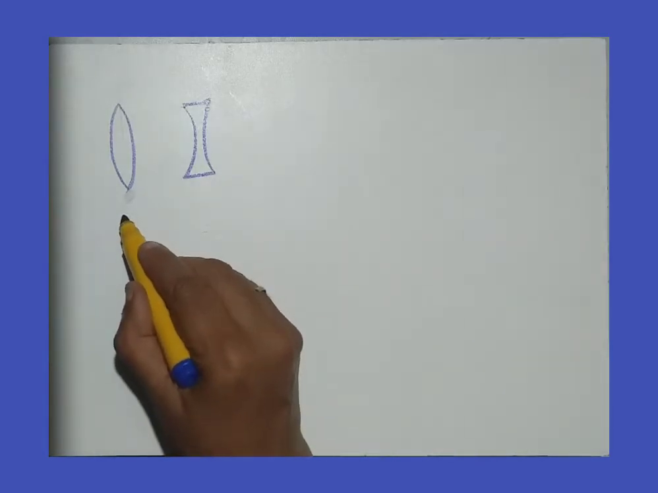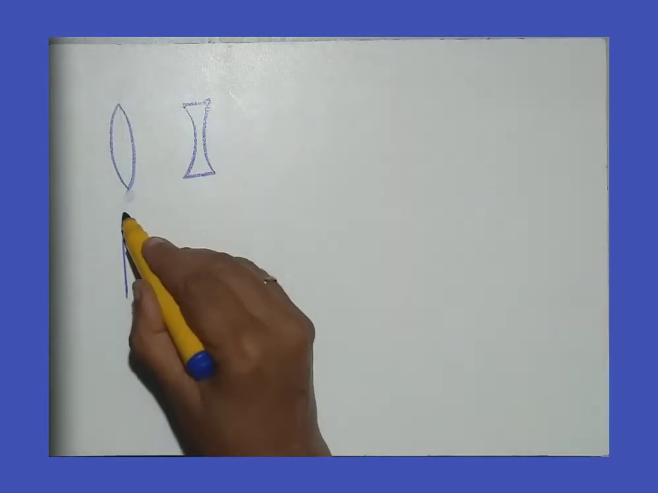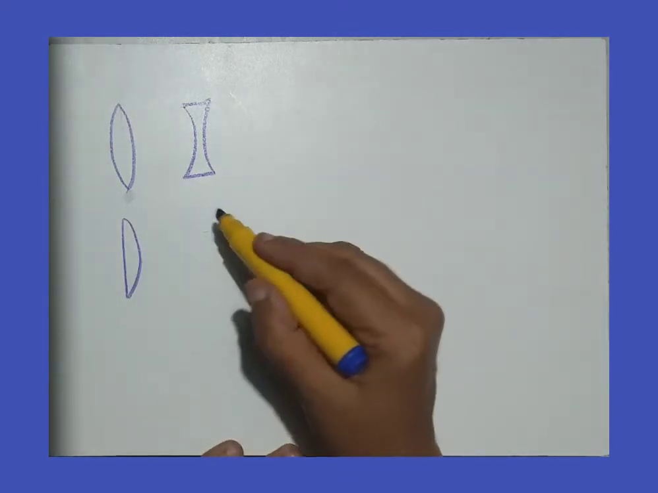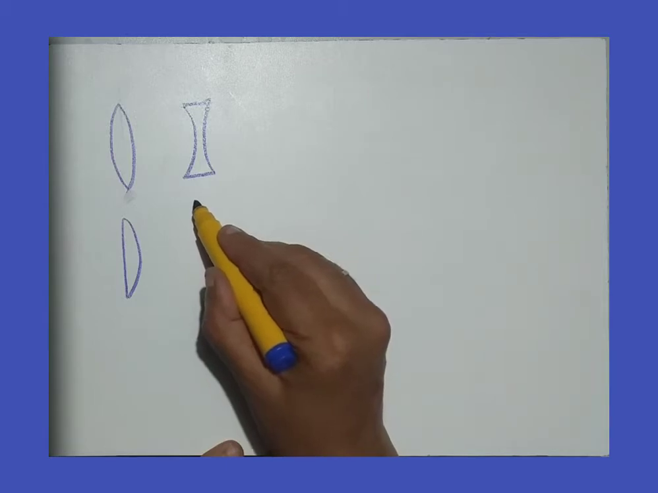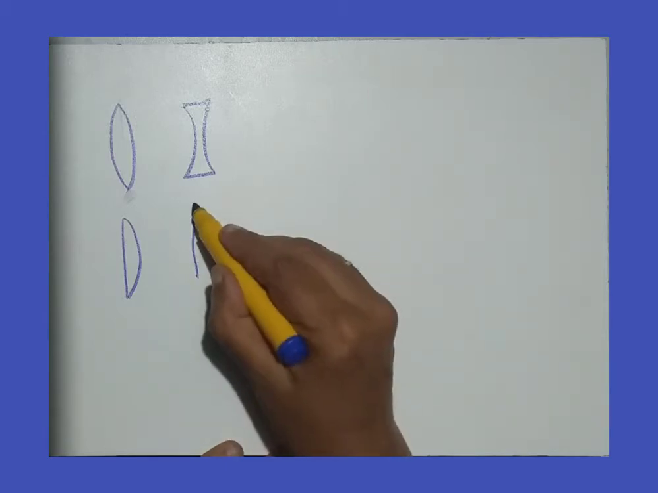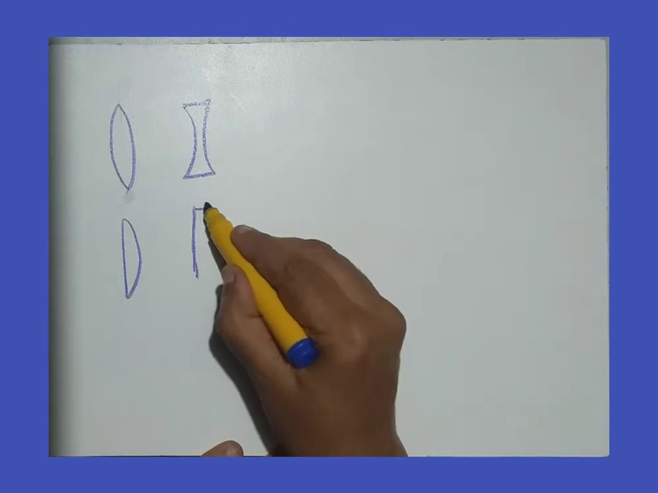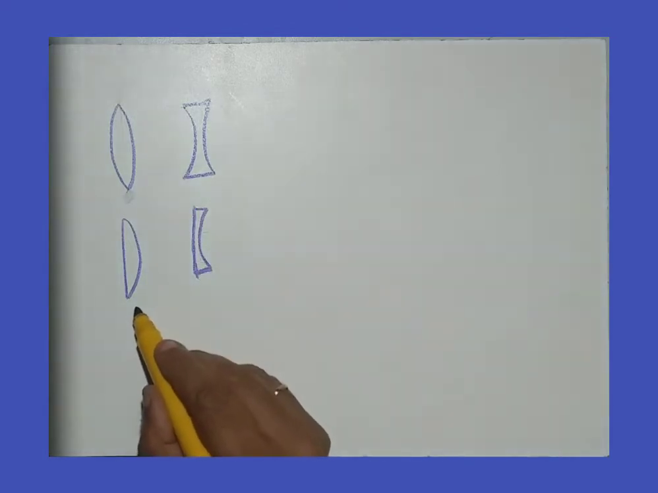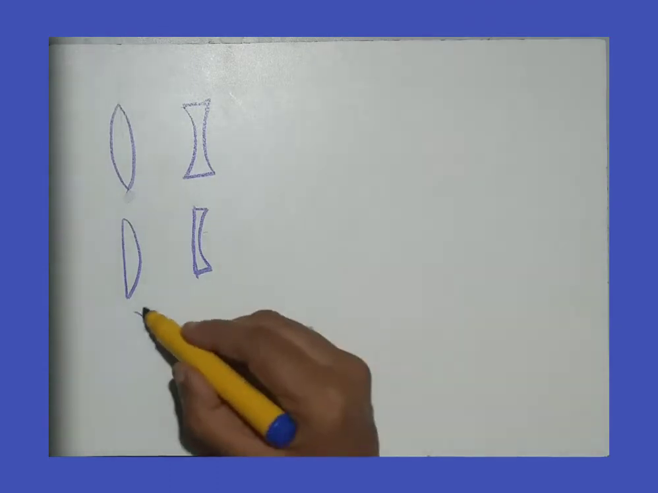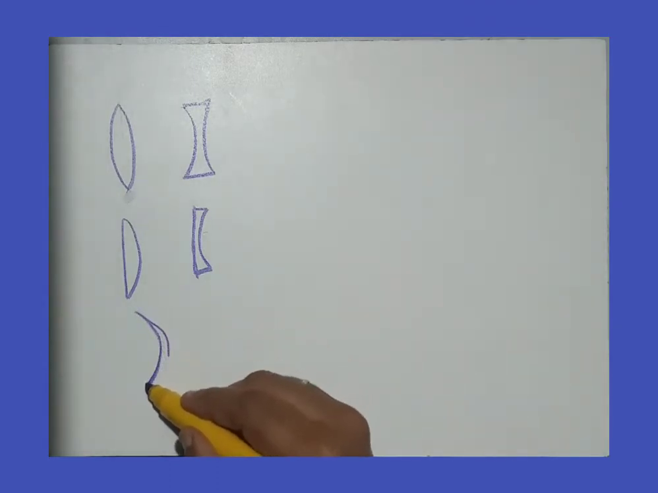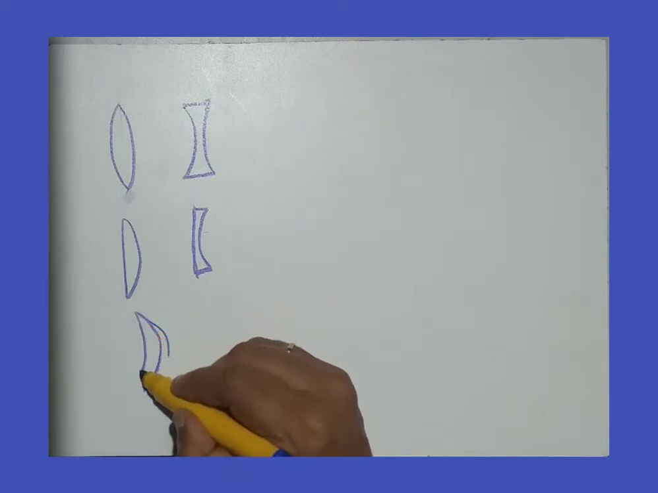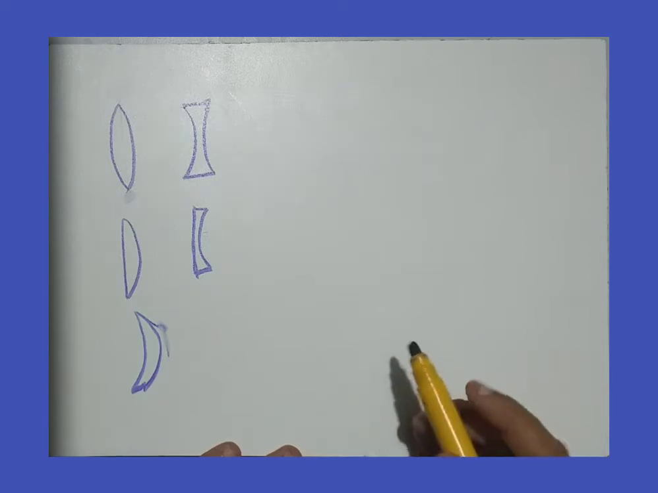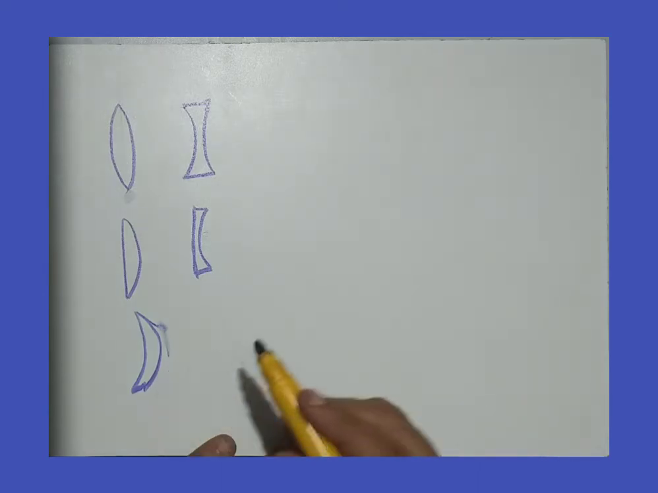If I write like this, it is a plano-convex lens. And if I write it like this, this is a plano-concave lens. And you can think of this shape. This is called a concavo-convex or convexo-concave or crescent lens.